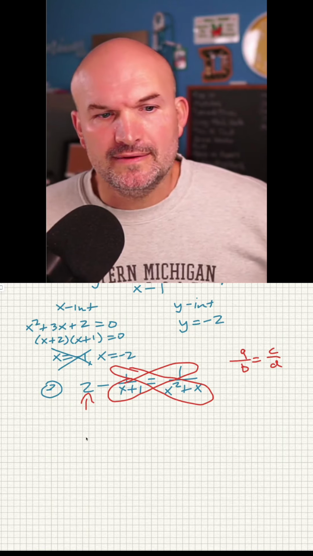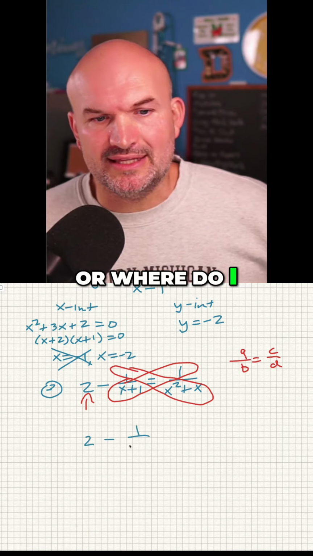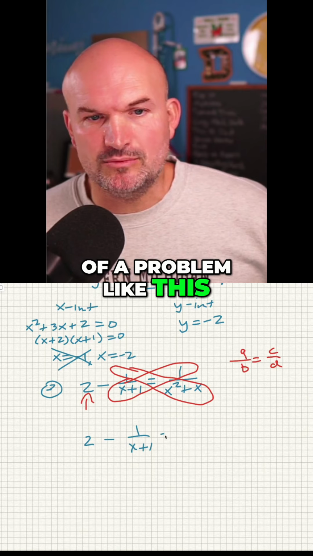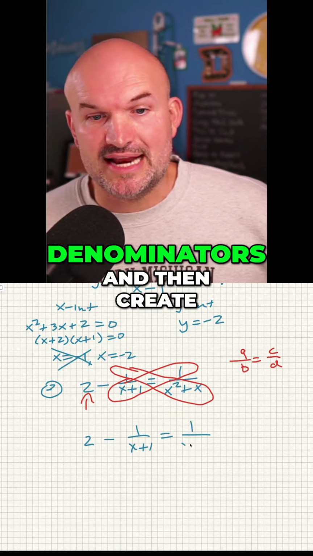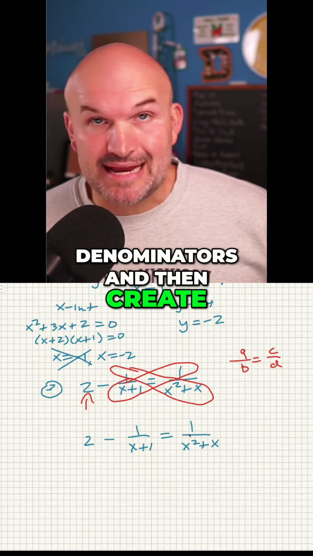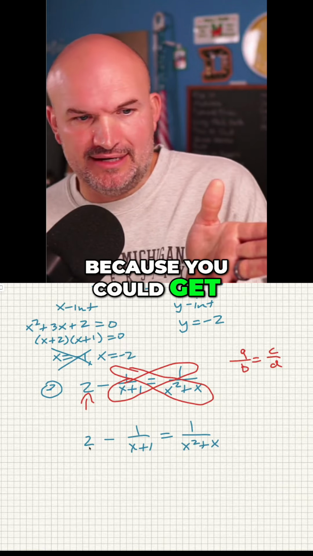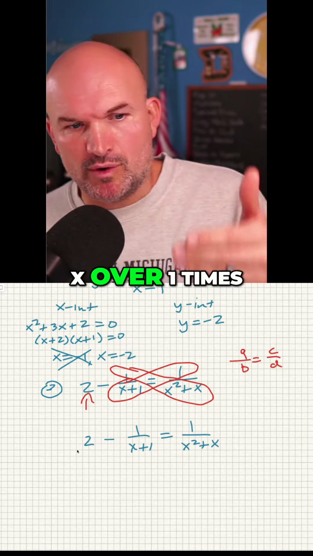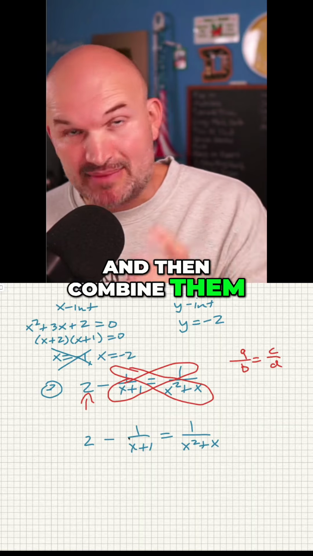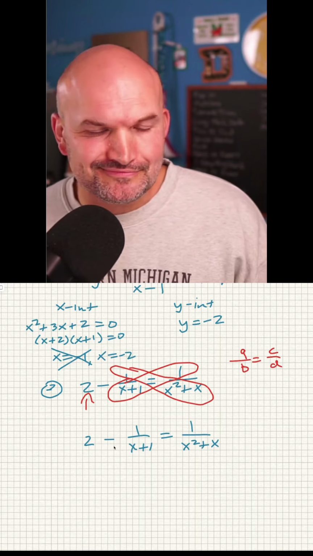So what do we do? Or where do I like to approach things of a problem like this? Well, you could get common denominators and then create a proportion. That's not a bad idea, because you could multiply by x over 1 times x over 1 and then combine them and then do a proportion.